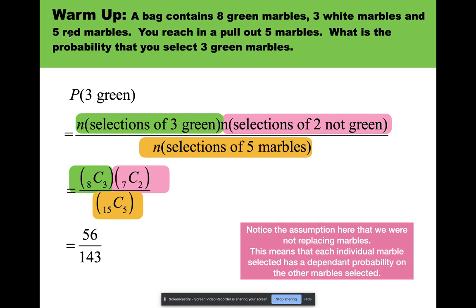Big thing that I also want you to notice that's different here than what we did in the last lesson is that we have made an assumption here without necessarily consciously thinking about it, but we assumed we're not replacing the marbles. Okay, so this means that each individual marble selected actually has a dependent probability on the other marbles selected. Even if we're selecting them all at the exact same time, it's actually the exact same calculation as if you were drawing them one at a time. So that is no longer an independent trial. Each trial now is considered one marble that you select, whether it's all at the same time or in a row, okay?